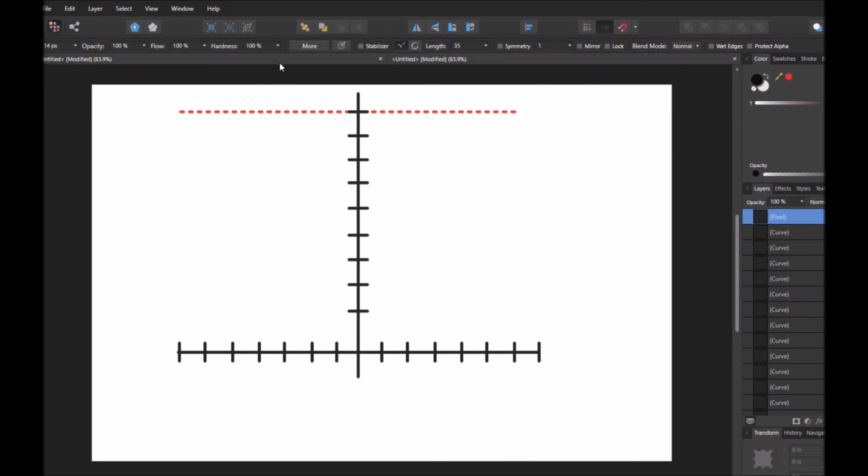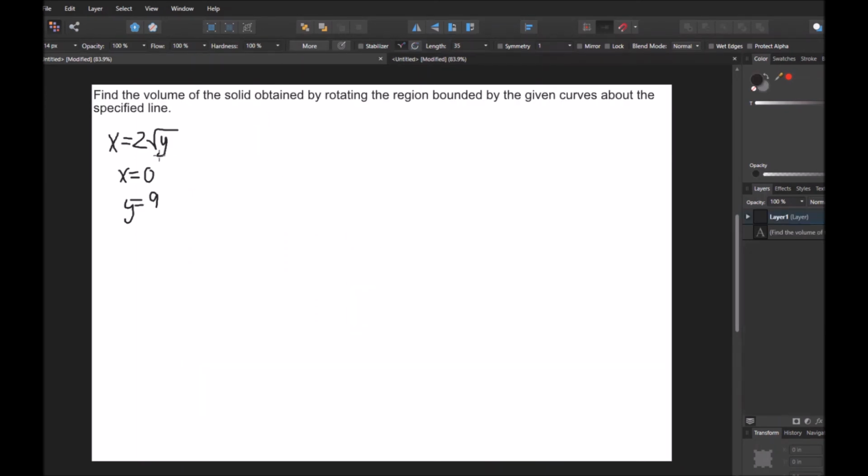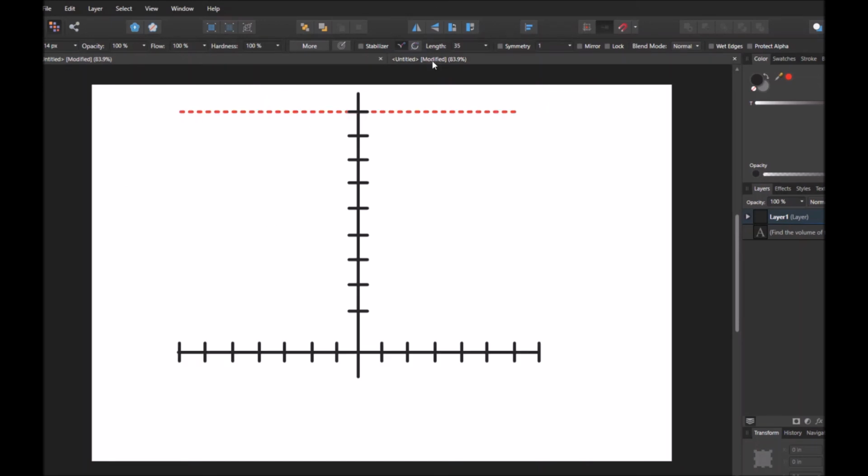So now we can start off by graphing x equals 2 square root of y. To make it easier for graphing purposes, I'm actually going to solve this in terms of y. So in order to do that, we divide by 2 on both sides to get x over 2, and that's going to be equal to the square root of y. And then we square both sides. So this becomes x squared over 4, and then this becomes y. So we have y equals x squared over 4.